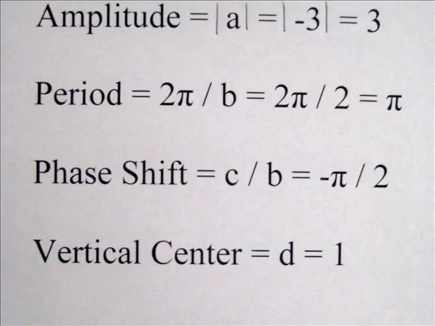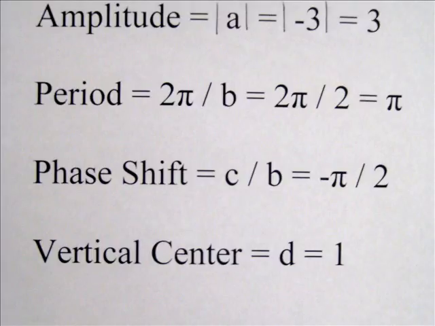Make sure that you always list your a, b, c, and d values. The 4 things we need to calculate are the amplitude, the period, the phase shift, and the vertical center. The amplitude is the absolute value of a. Absolute value of negative 3 is positive 3. The period is 2 pi over b. 2 pi over 2 gives me pi. The phase shift is c over b, negative pi over 2. And the vertical center is d, equals 1.